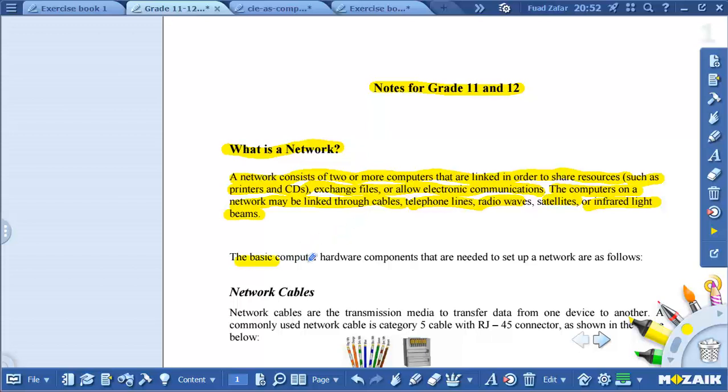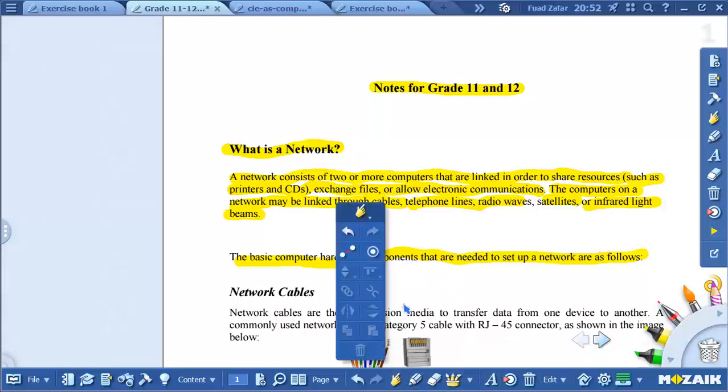The basic computer hardware components that are needed to set up a network are as follows. Hardware means the physical parts of the network which you can touch. That means what the network is made of. Components, the important parts of it.